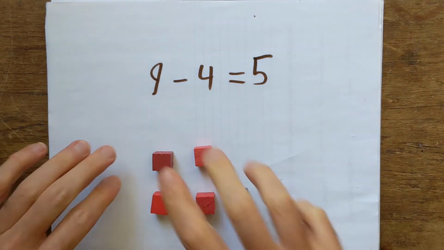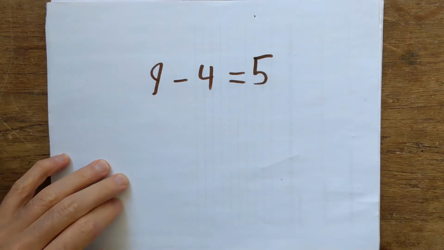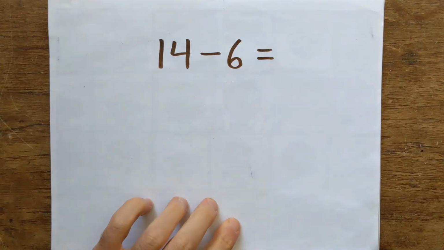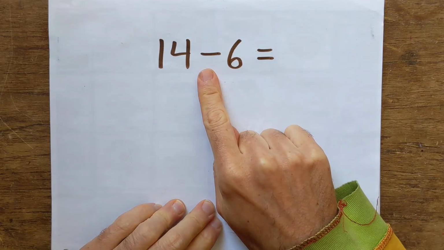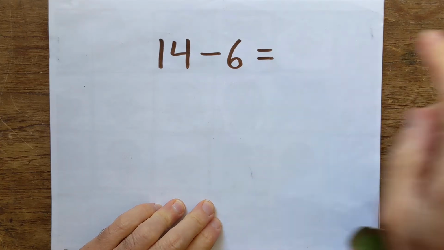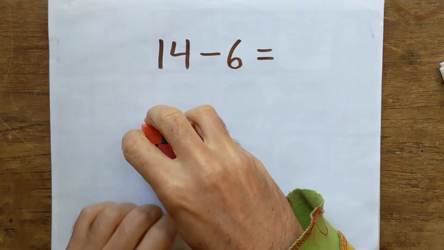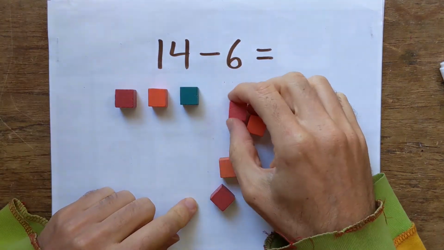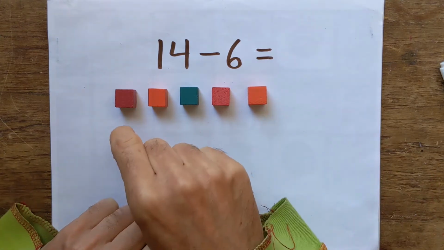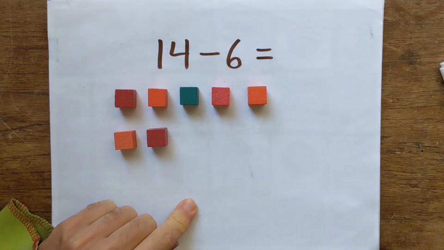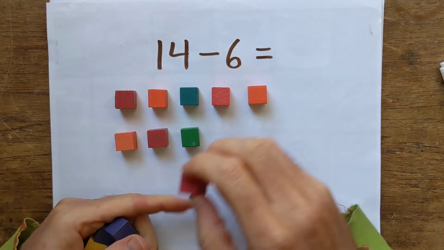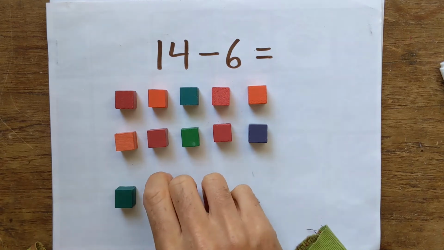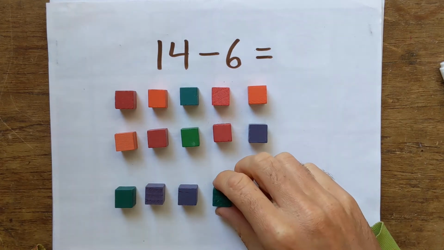Now, this works the same way when you do a bigger number. Let me show you. 14 minus 6 equals. So let's put down 14. Count with me. 1, 2, 3, 4, 5, 6, 7, 8, 9, 10, 11, 12, 13, 14.